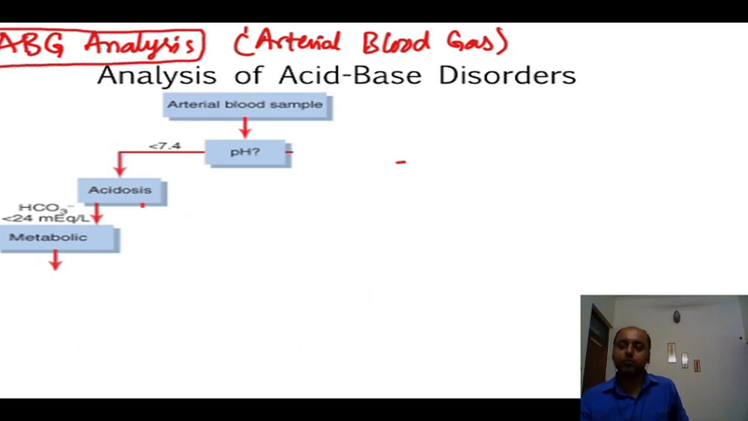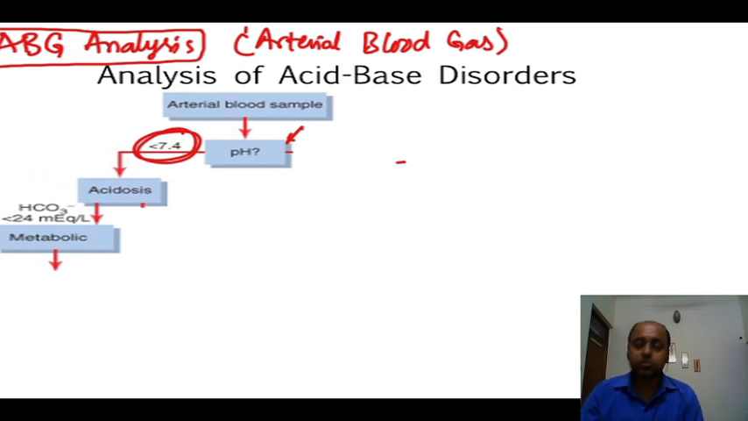The result must be provided within 5 to 10 minutes. So by analyzing this arterial blood, we get a result, and we look at the three parameters that I mentioned previously. First, pH. pH will tell us whether it is acidosis or alkalosis. Let's say the pH is less than 7.4. In that case, there are two possibilities.